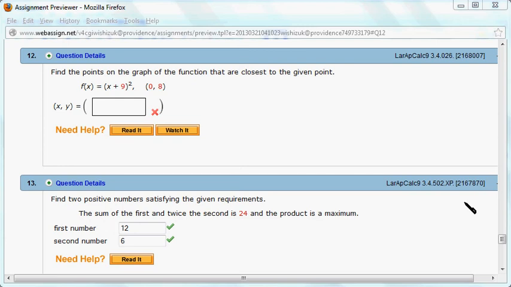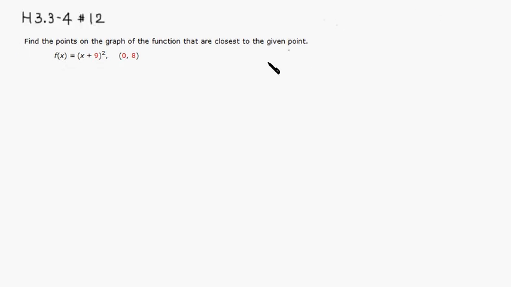Okay, let's look at homework 3.3, 3.4, number 12. Right? So we want to find the point on this curve, which is a parabola, closest to this given point. Right? So let's do that. Any point on this curve can be written as x comma quantity x plus 9 squared.